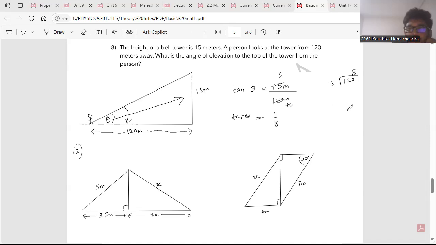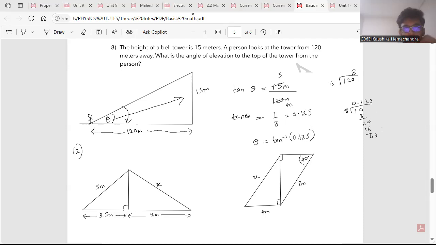What is 1 over 8? You have to take the decimals now. Yes, these are fractions. 0. For 10 there is 1. 8. For 20 there is 2. 16. 40 there is 5. 0.125. So theta will be equal to tan inverse 0.125.